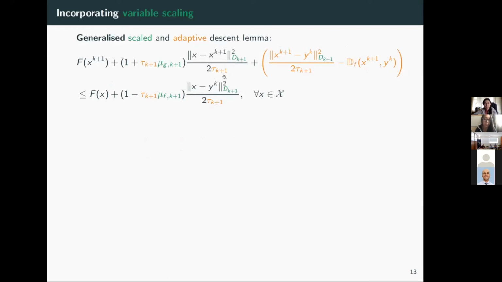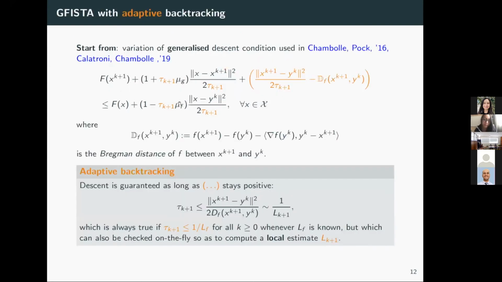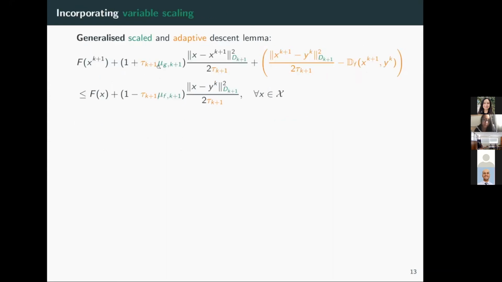So the scaling that we incorporate is variable, and I'll be showing you how it's variable. You have to think about a sequence of matrices that gets updated along the iterations. So here you have basically the same inequality as before, where you have scaled quantities, and you have some strong convexity parameters that express strong convexity with respect to the matrix that you have introduced here.